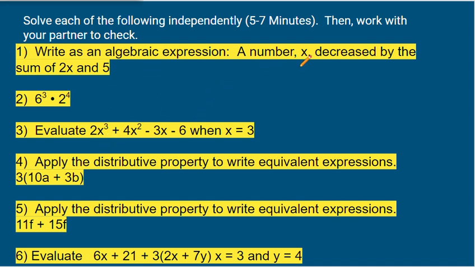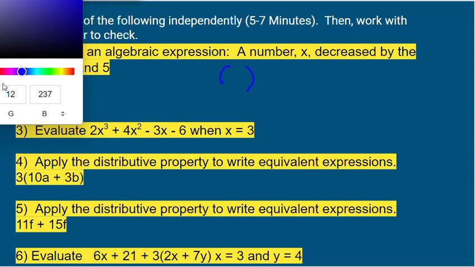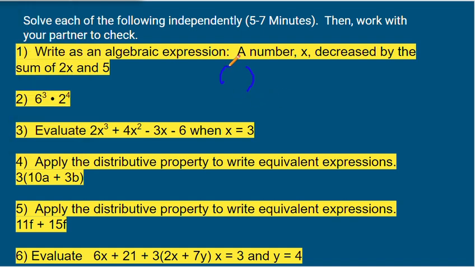Okay, so the first one says, a number x decreased by the sum of 2x and 5. Since it says the sum, in parentheses, we want the 2x plus the 5. Now it says a number is decreased by this sum. So we're actually going to do x here and subtract this sum from it, because the number is decreased by this sum. So we actually have to put the x first.